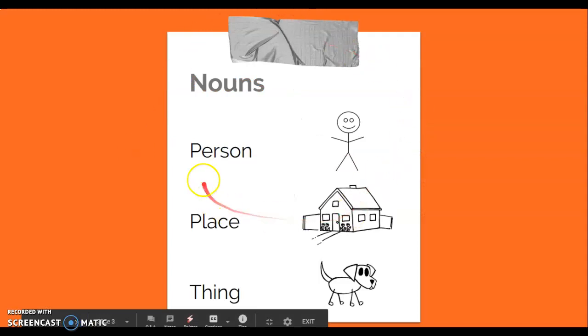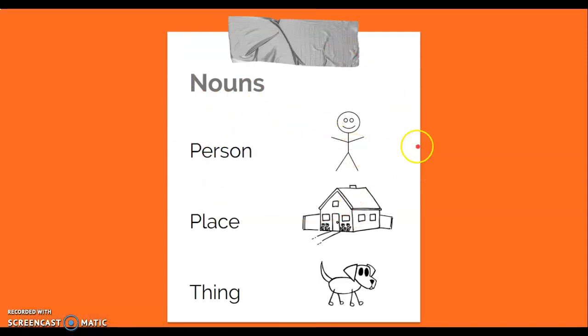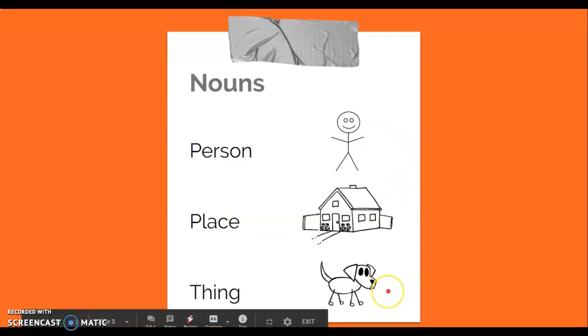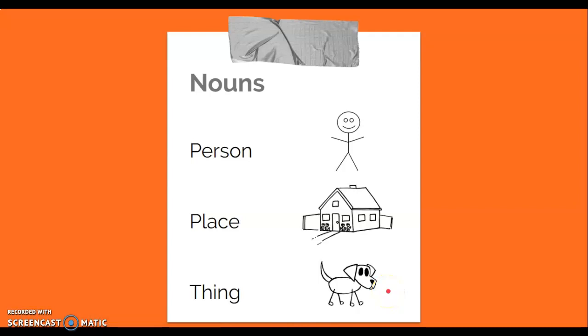So a noun, just to review, are words that tell a person, place, or thing. A thing could be a bunch of stuff. Pencil, camera, TV, desk, all of these are things. Nouns are things that you can see and touch usually.